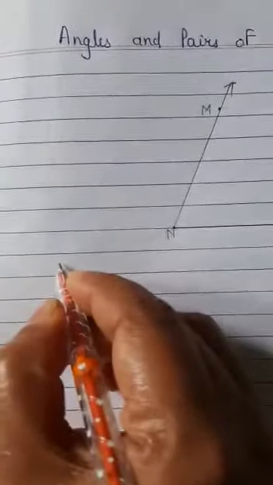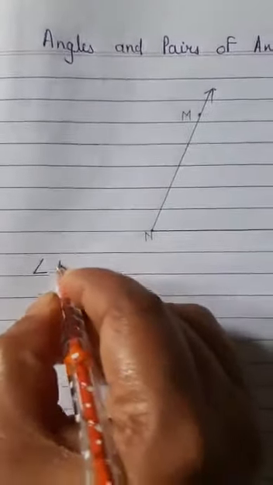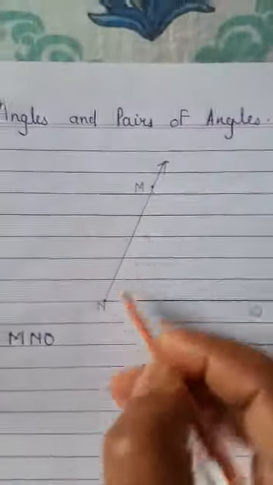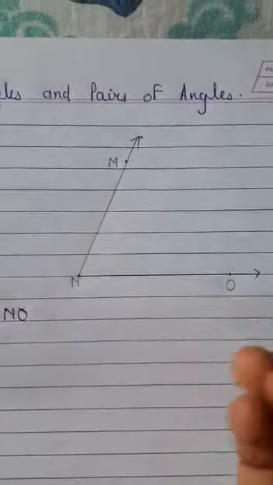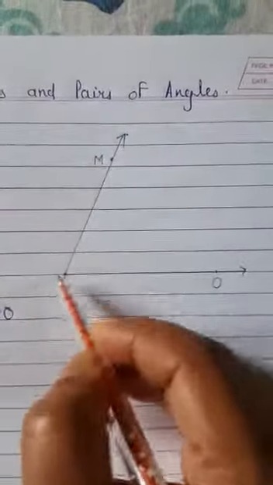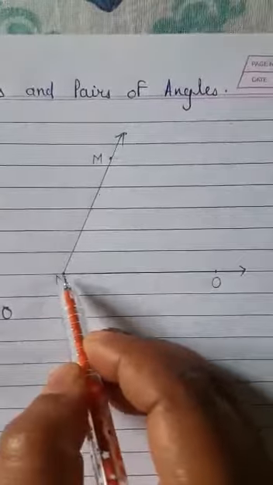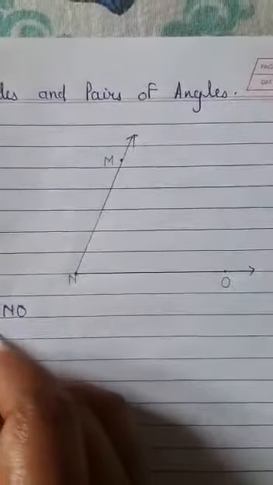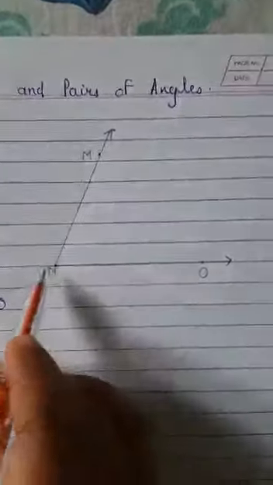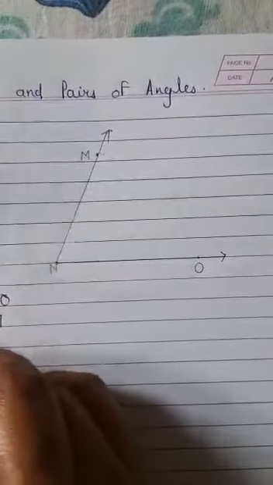First, we can write angle MNO, or else we can write it from O N M. In both cases, this N should be at the center. So angle ONM. No matter where you start, you have to keep this N point at the center, or else you can give a single letter name, that is angle N.